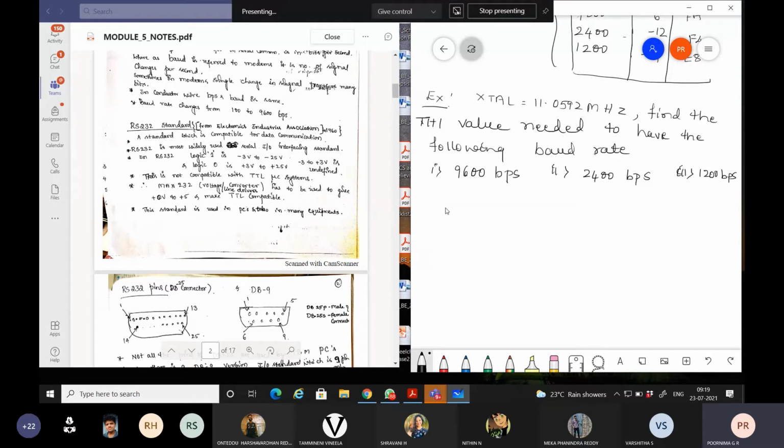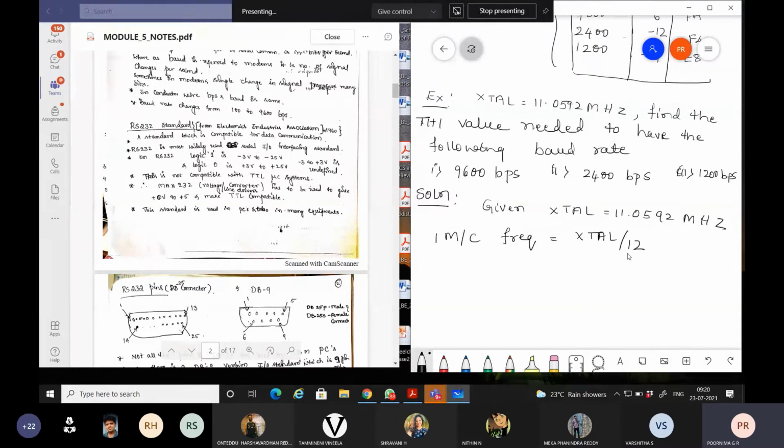So how do we take this particular baud rate? For that, the solution can be computed like this. Given the crystal frequency of 11.0592 megahertz, when the timer uses the crystal frequency, how much is the machine cycle frequency? Compute the machine cycle frequency. The machine cycle frequency is the crystal frequency divided by 12.